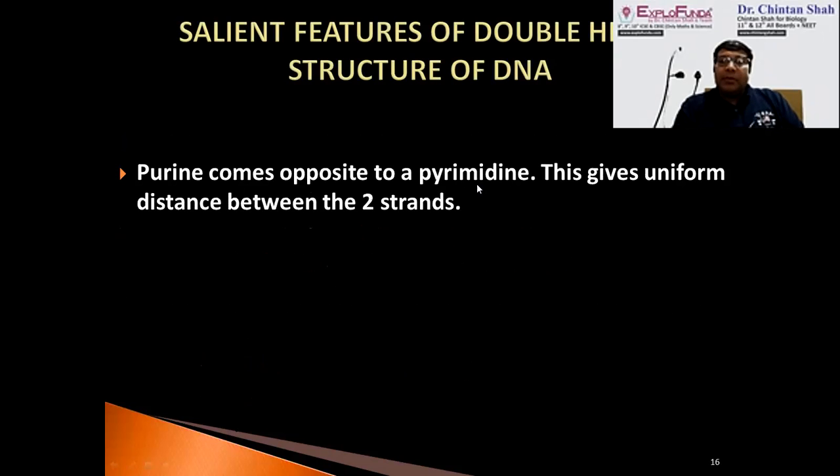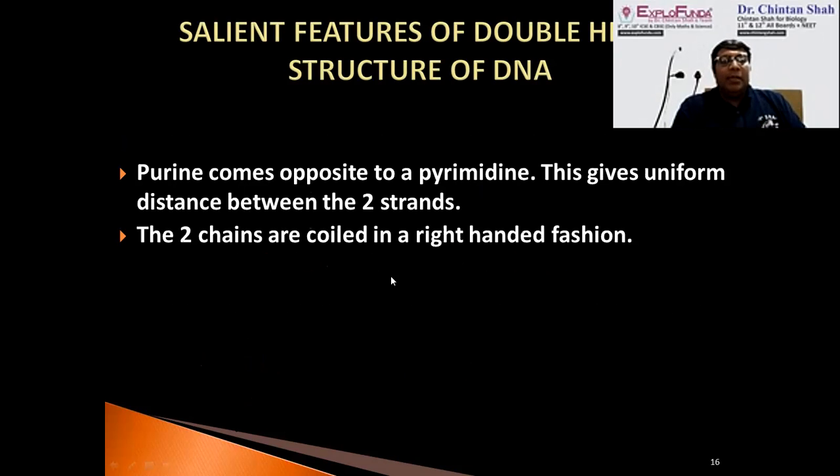Purine comes opposite to the pyrimidine. That's why A binds with T. A is adenine, which is a purine, and T is thymine, which is a pyrimidine. This gives a uniform distance between the two strands. The two chains are coiled in a right-handed fashion. So that's why it will give rise to what?